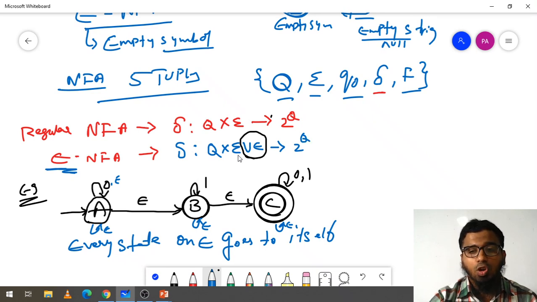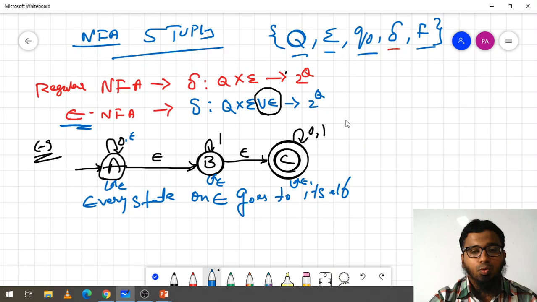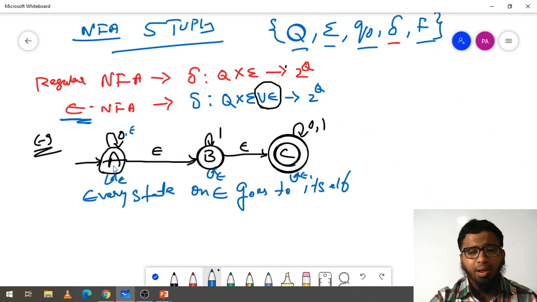That means if there is no input, if it only has the epsilon, at that time also we will get the output. So this is a simple example for the epsilon NFA. So A, B, C, from A to B there is no sigma input, there is no 0 and 1, but with the help of epsilon it is moving from one state to another state. So in the epsilon NFA, remember every state on epsilon goes to itself. So this is about epsilon NFA.